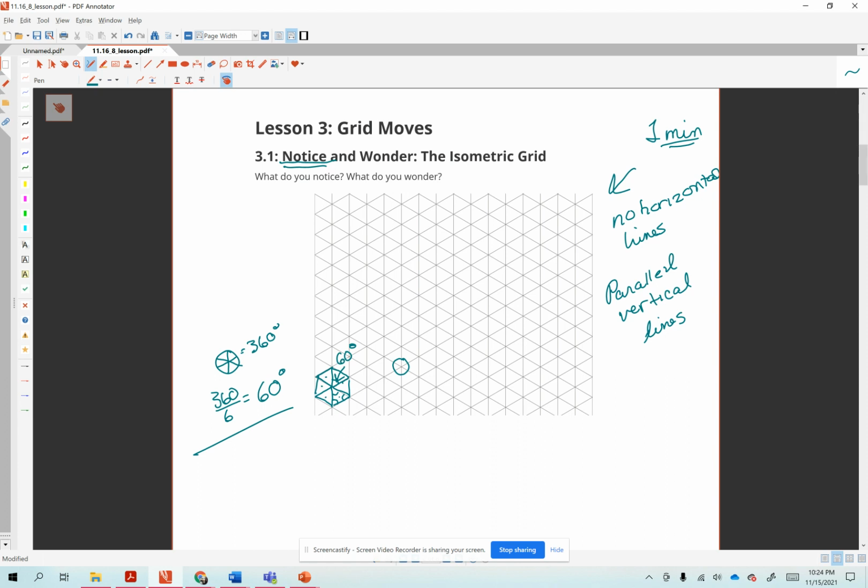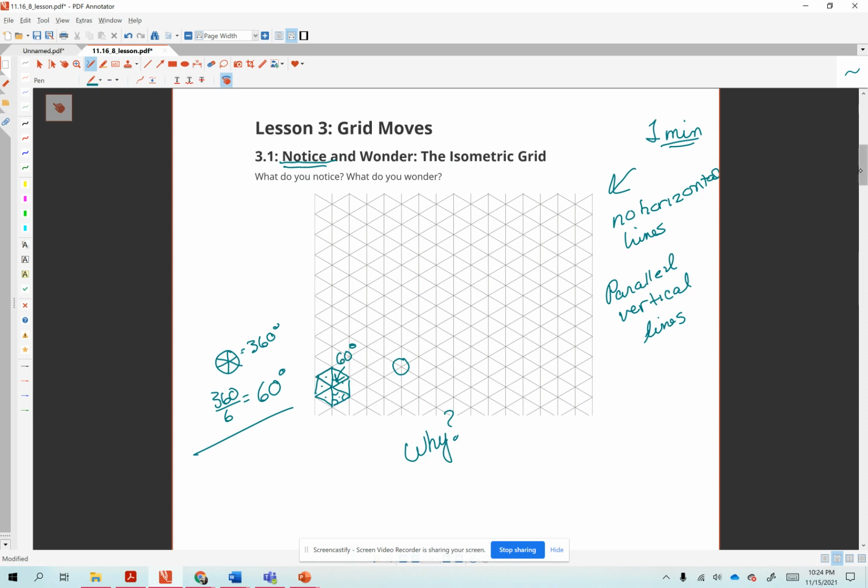You might wonder why. So now we're wondering, why are there no 90-degree angles? And why are there no squares? Why would we use this kind of grid instead of a square grid? Why are there no horizontal lines? And are we going to use this grid in our classes? So those are some good notices and some good wonders.